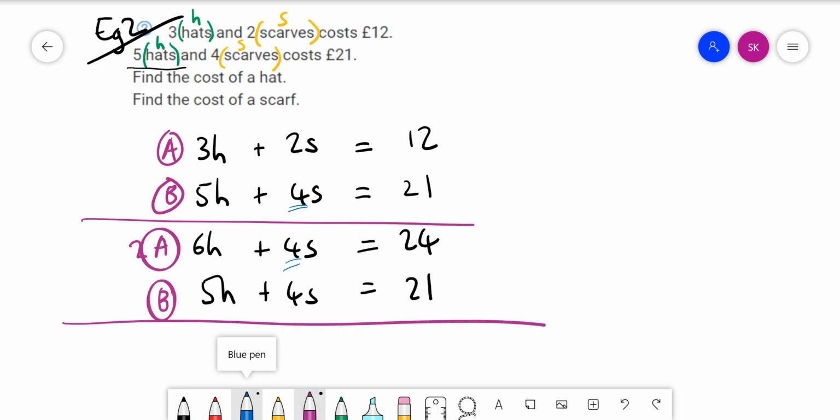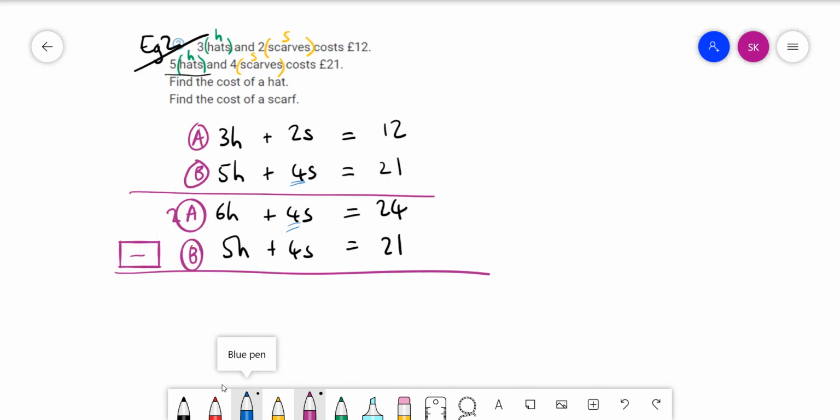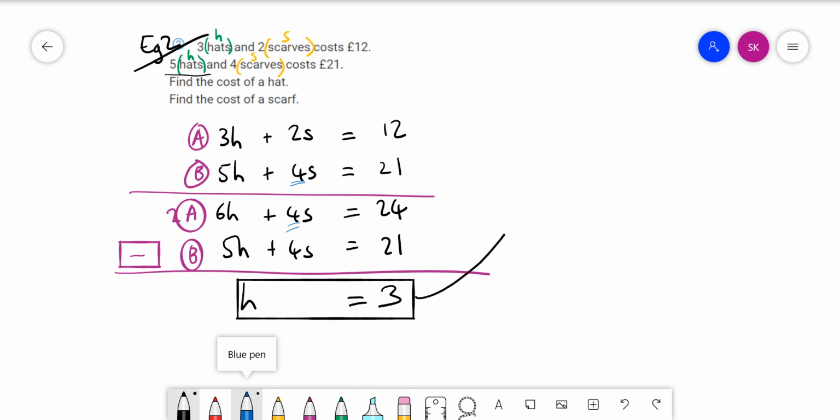And now, what am I going to do to eliminate the S's? Well, positive 4S take away positive 4S gives me nothing, so I'm going to take away 6H minus 5H. That gives me just 1H. 24 minus 21 is 3. So H is 3. Therefore, the cost of a hat is £3.